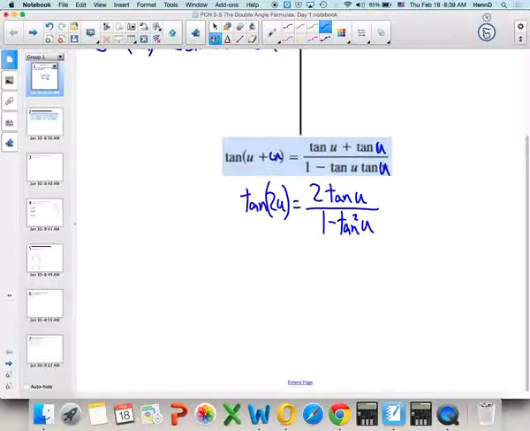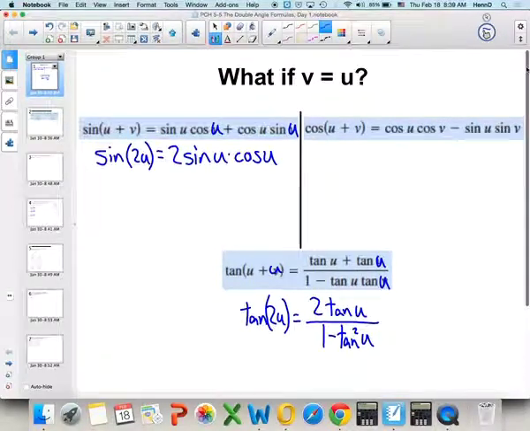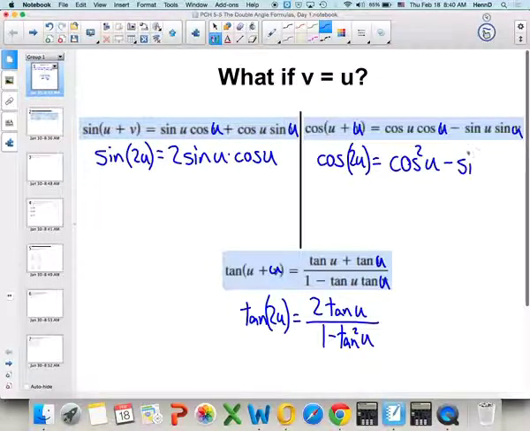Then we have cosine. So cosine, we plug in a u and we get cosine of 2u. And what did you get when you did this one? There are 3. The cosine is cosine u squared minus sine u squared. So let's do that first. We plug in the u, and immediately we see it's cosine squared minus the sine squared, right?